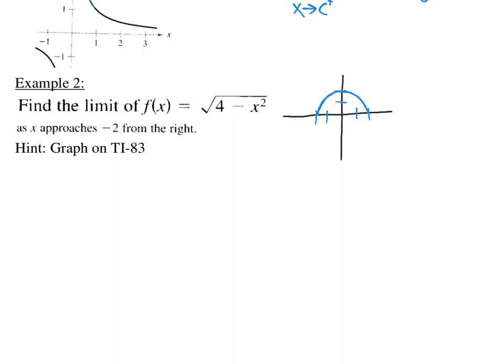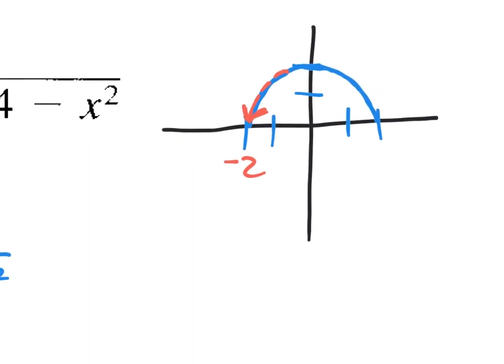So there is our function f of x. Now, we want to find the limit as x approaches negative 2 from the right. So let's write out our notation for what we're talking about here. It's the limit of the square root of 4 minus x squared as x approaches negative 2 from the right. So we have a little plus sign there. So here's our negative 2, and I'm approaching negative 2 from the right-hand side.